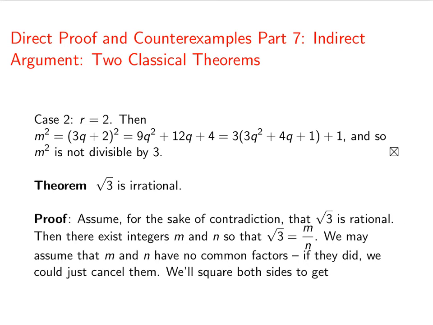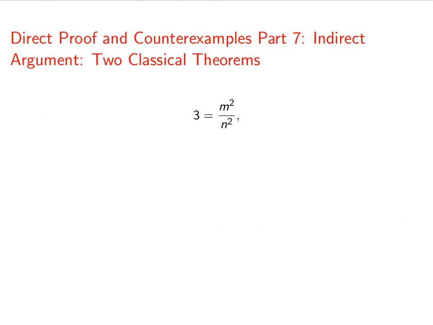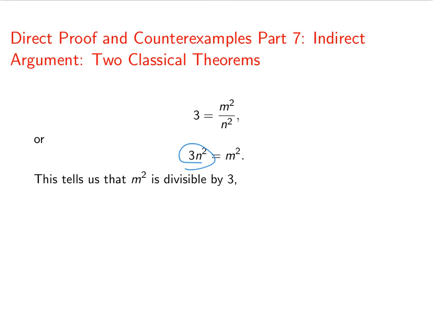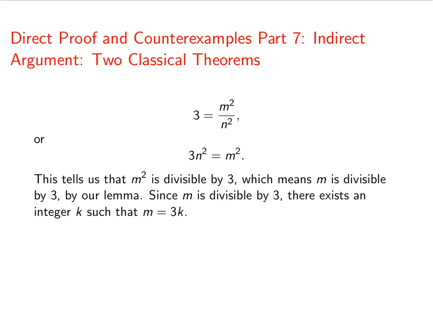All right, let's square both sides, and we'll get 3 is equal to m squared over n squared. Or we could just write this as 3n squared equals m squared. Now that tells us that m squared is divisible by 3, because on the left-hand side there's a factor of 3 over there. And our lemma then tells us that m is divisible by 3. Now, since m is divisible by 3, there exists an integer k such that m is equal to 3 times k.